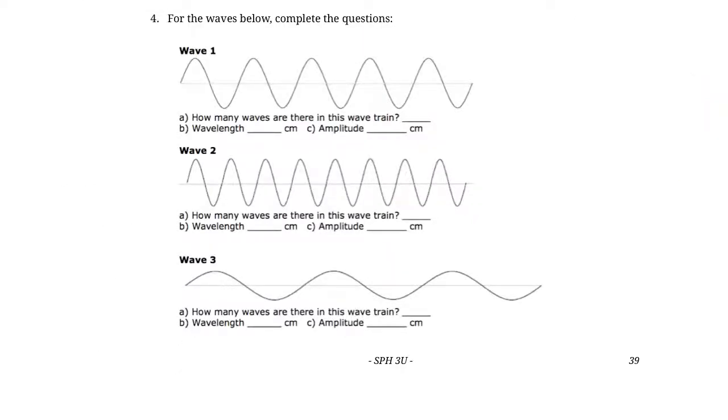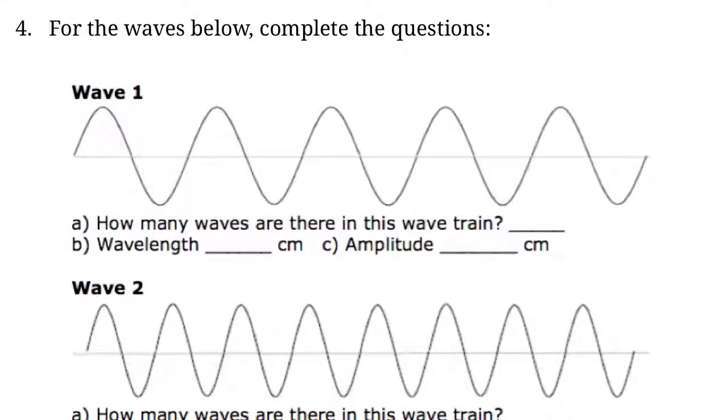And for this last question, it's just asking you to measure the following. So literally, find a ruler and measure these things in centimeters. For example, how many waves are there in the wave train? That first question is, how many total waves are there?